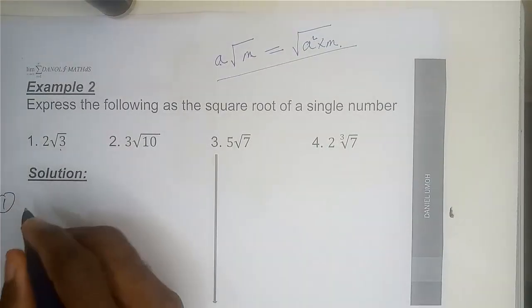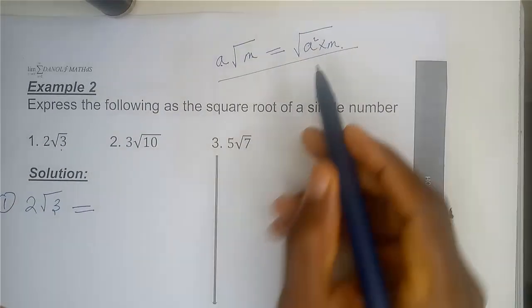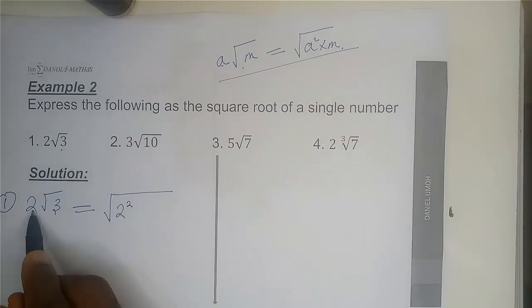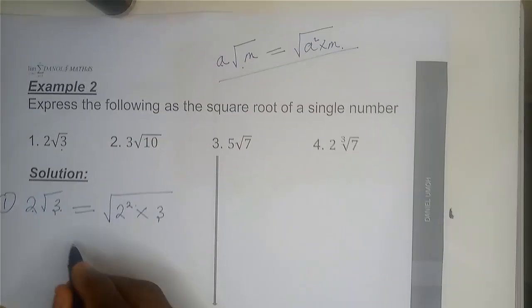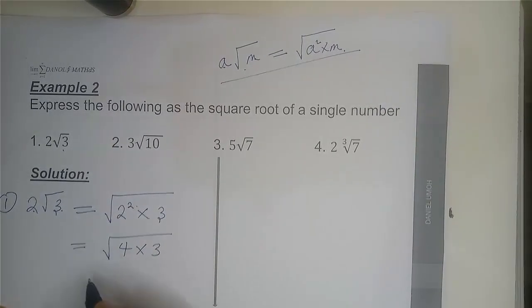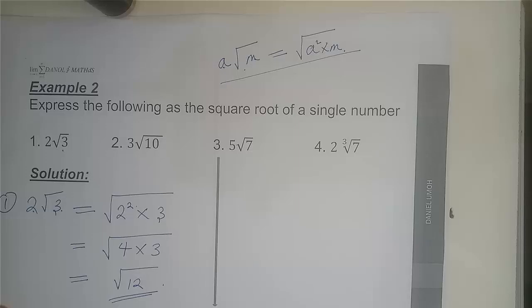Number 1, 2 root 3. This is equal to, applying this rule, we are going to have square root of 2 square, because I push this 2 back in here to have 2 square, then times 3. So this is equals to, 2 square is what? 4 times 3. And when I simplify this, 4 times 3 is what? Square root of 12, and that's the answer. So the single root of this is now this. Now, it means that I can also solve from here back here. That's what I did in the first example.